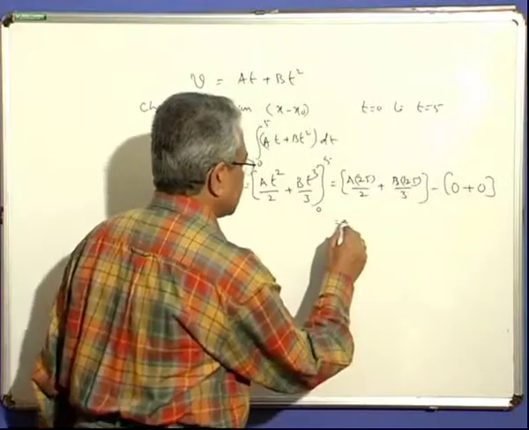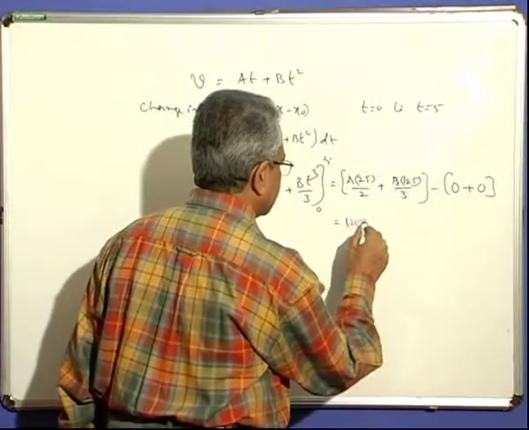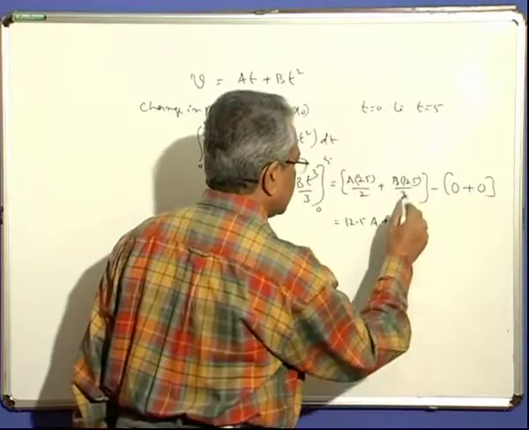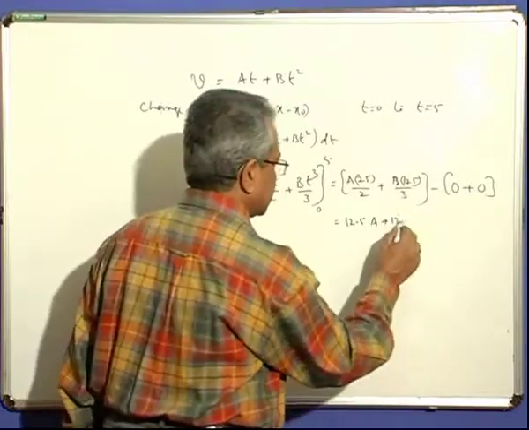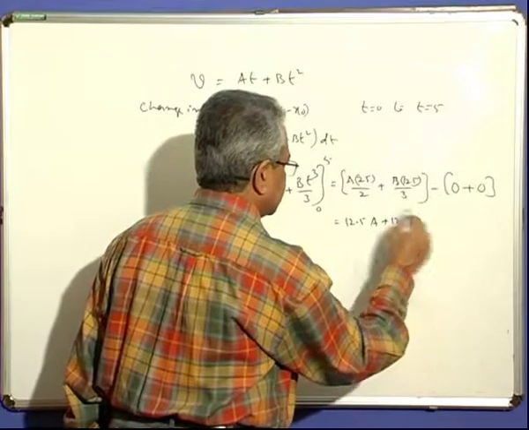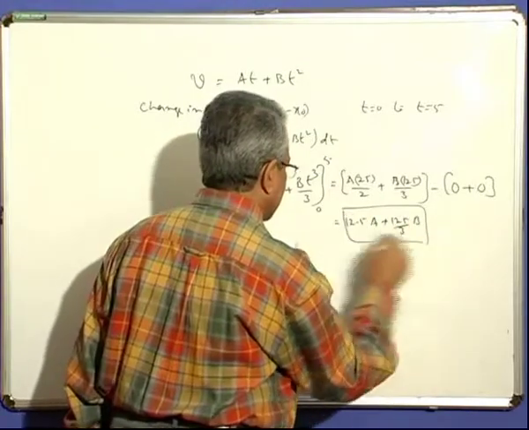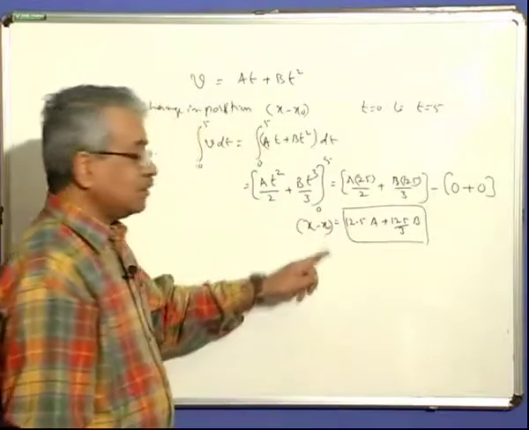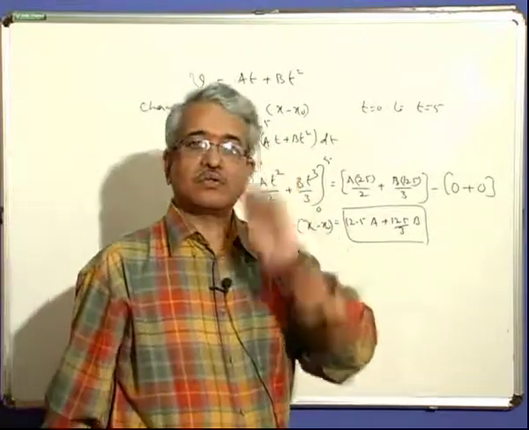Then you will get the answer from this. So it is 12.5 a plus 125 by 3 times b. You can also put it like this itself. This is the answer for x minus x0. What is x0? The position at t equal to 0.